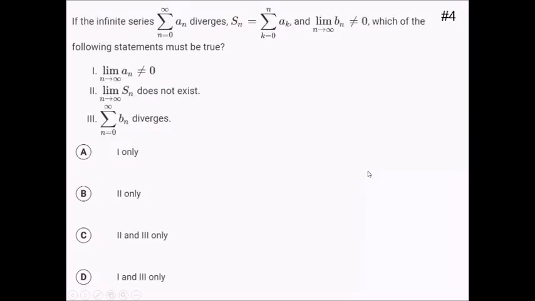For this problem, we're asking which of these three statements is true. So let's go back and read the preconditions here. They're telling us that we have an infinite series with nth term a that diverges. Then we have some partial sum, that's the sum from 0 to n of a. And then we have limit as n approaches infinity of b does not equal 0.